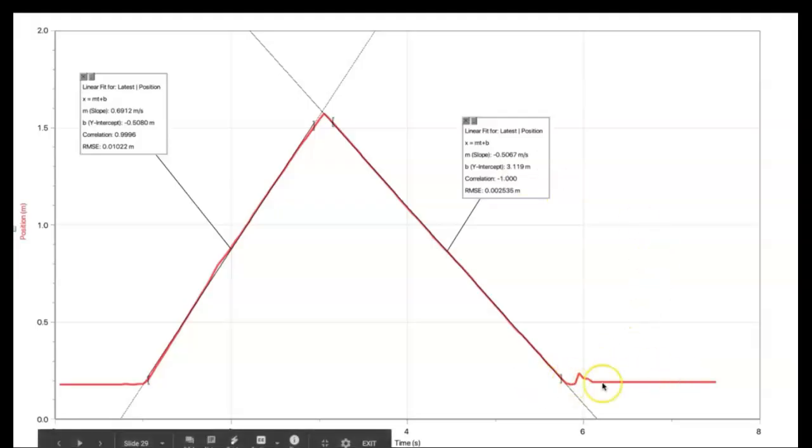And down here in region 4, we're back to the position being about 0.2 meters, and it stays at about 0.2 meters. As you saw, it actually crashed right into the motion sensor, so it should have a position of 0. But the motion sensor doesn't understand distances less than 20 centimeters away from it, so it just says 0.2 meters. It's a little glitch in our experiment there.